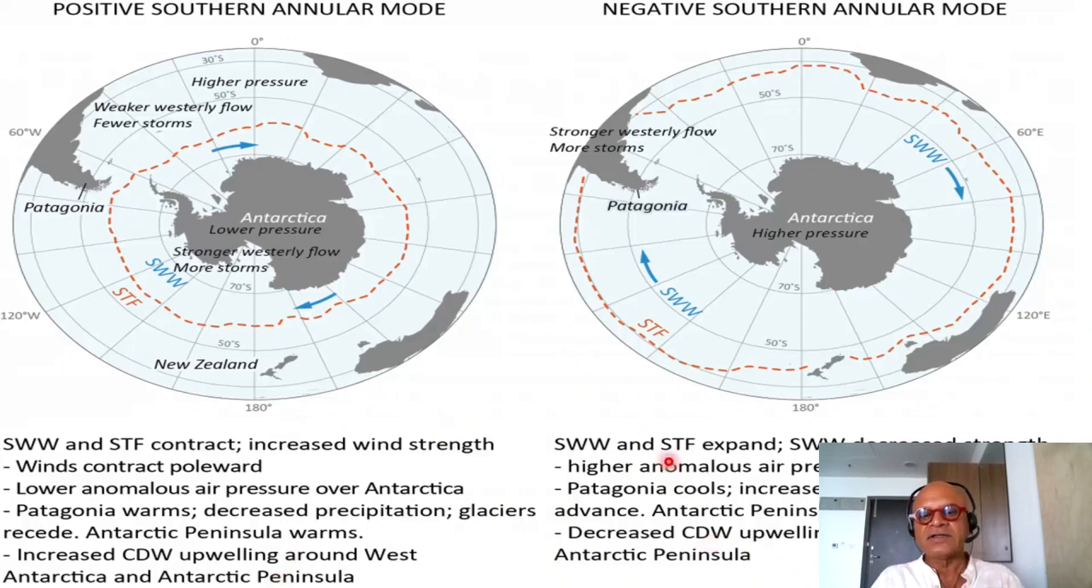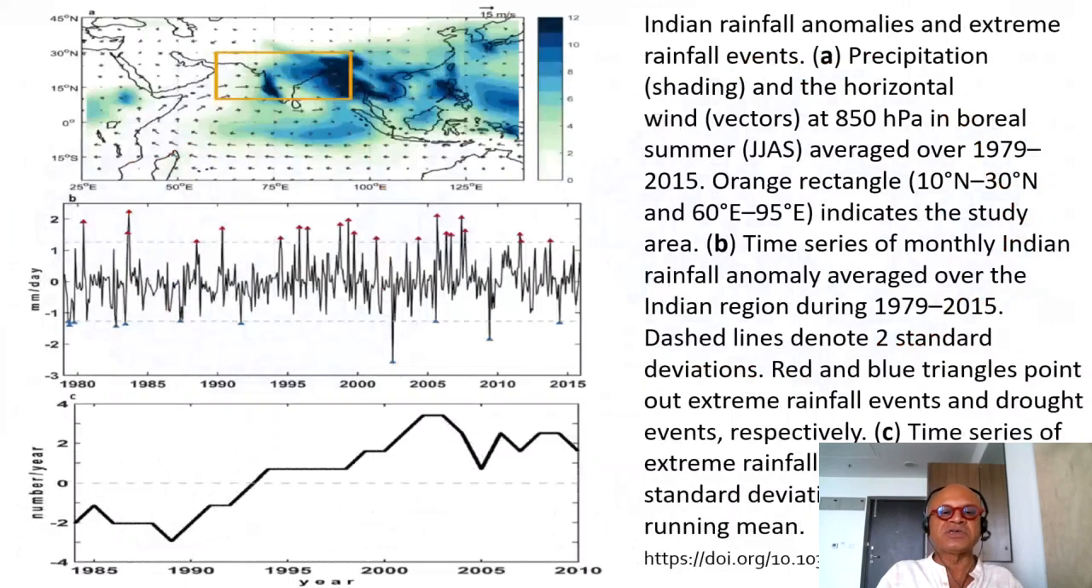Okay, SWW and SDF expand in the negative SAM. SWW decreased strength, higher anomalous air pressure over Antarctica. Patagonia cools, increased precipitation, glaciers advance. Antarctic Peninsula cools, decreased CDW upwelling in West Antarctica and the Antarctic Peninsula. So obviously the Ekman divergence shifts, and the upwelling shifts. The strength of the upwelling changes as well.